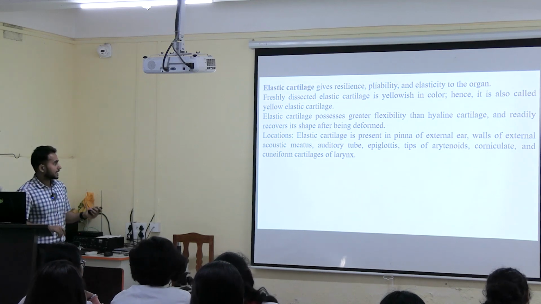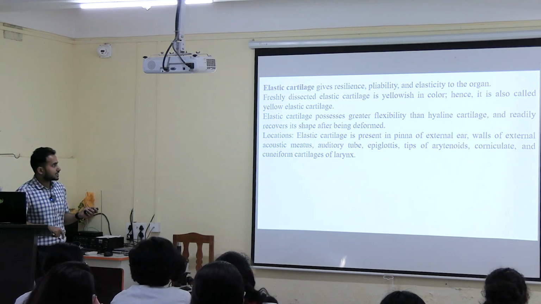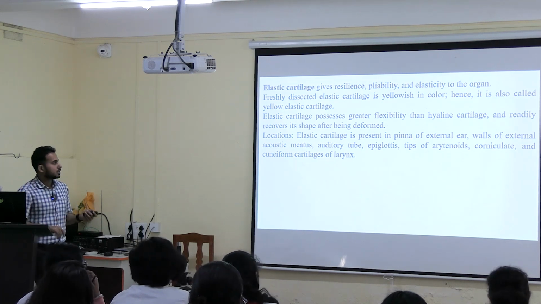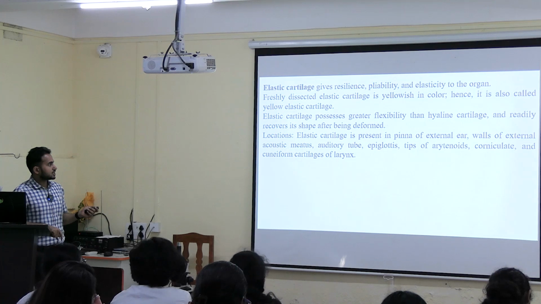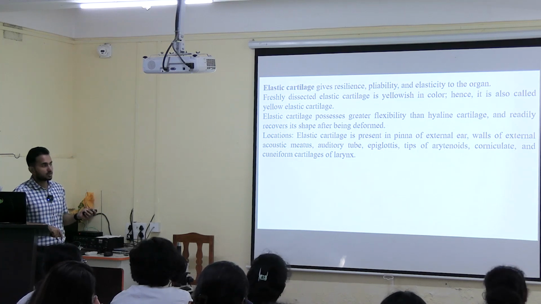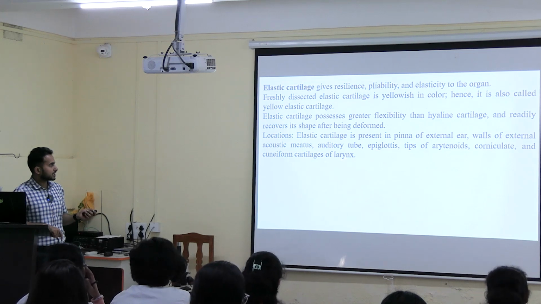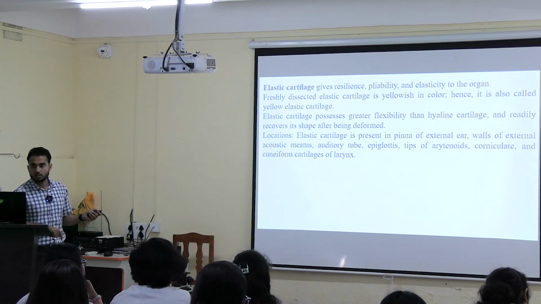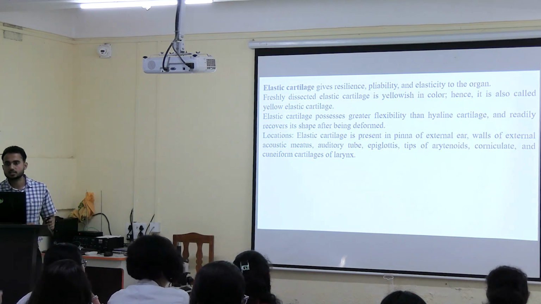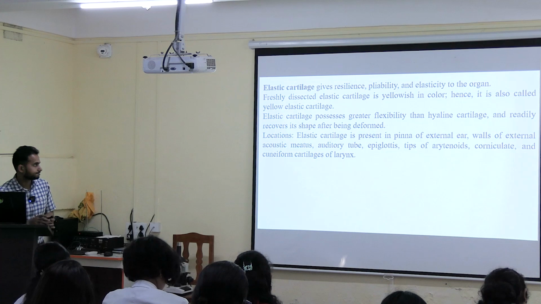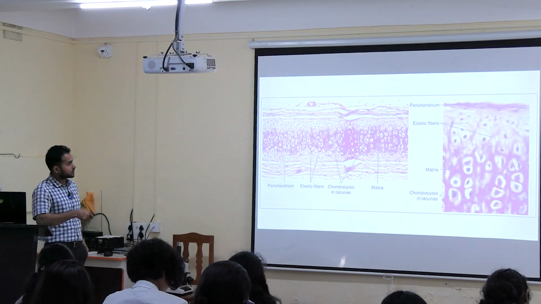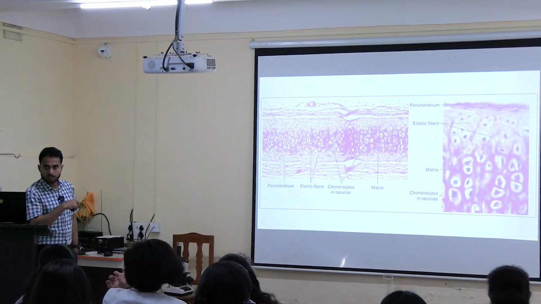Next, the location: elastic cartilage is present in the pinna of the external ear, walls of the external acoustic meatus, auditory tube, epiglottis, tips of the arytenoid, corniculate cartilage, cuneiform cartilage, larynx, etc. These are the locations where elastic cartilage is present. Now let me show you the diagram. This is the histological image of the elastic cartilage.